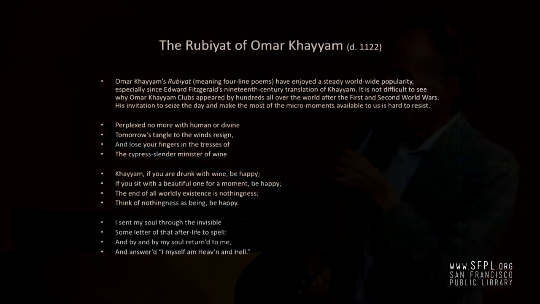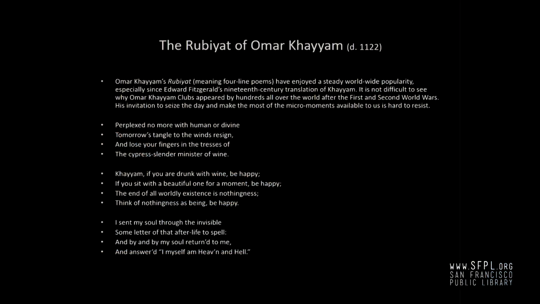And the last one, I think it echoes in John Milton's Paradise Lost also. You know, sometimes it is not a matter of borrowing, it is the same kind of thoughts coming to different authors. I sent my soul through the invisible some letter of that afterlife to spell. And by and by my soul returned to me and answered, I myself am heaven and hell. The words from Paradise Lost that Milton wrote are the words given to Satan. And he says, the mind is its own place and in itself can make a heaven of hell and a hell of heaven. So it's a very similar idea there.